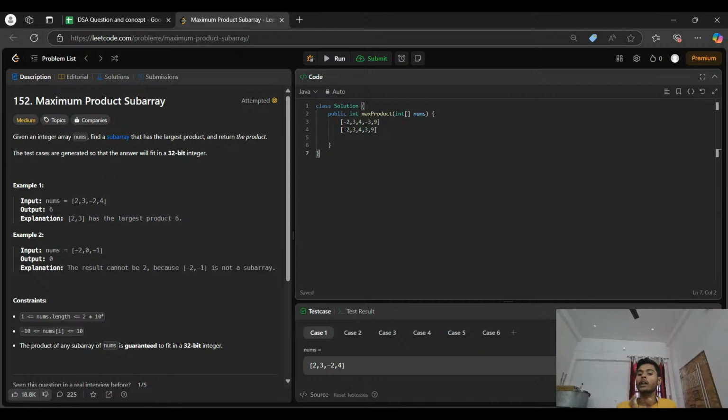So it means I want an even number of negative numbers. Two is great, 3 is not great, 4 is great. But an odd number hampers the multiplied product. We need to consider that condition.